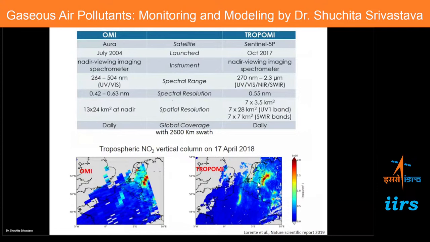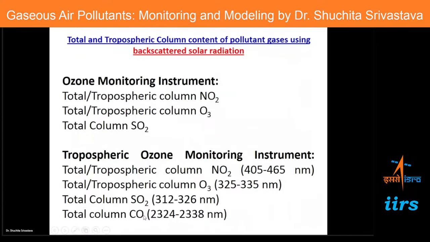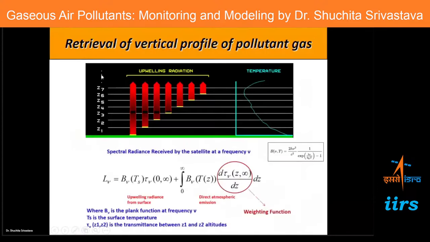It is an updated instrument also, and it also makes measurements in the SWIR band, and it also gives the total column content of carbon monoxide, which was absent in the Ozone Monitoring Instrument, the previous instrument. We can also retrieve the vertical profile of pollutant gases if we make measurements in IR and emitted terrestrial radiation.